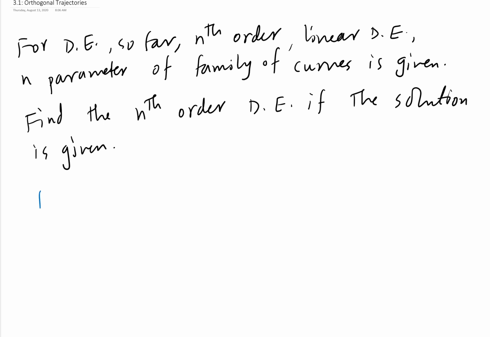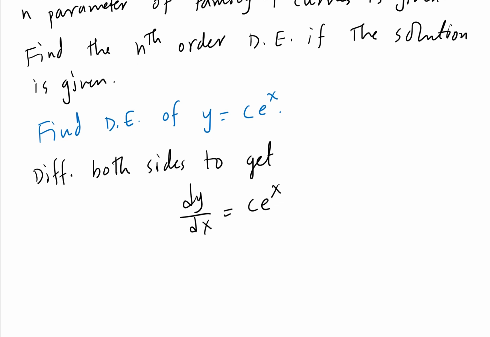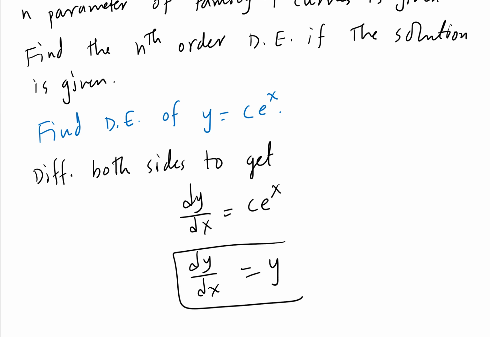For example, let's say they ask us to find the differential equation of this solution, y equals Ce to the x. Well, to do that, what we need to do is differentiate both sides to get dy/dx equals Ce to the x. But Ce to the x is the same as y, so dy/dx is y. That's the differential equation.